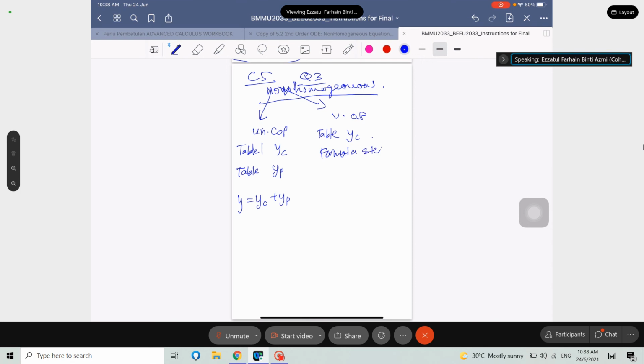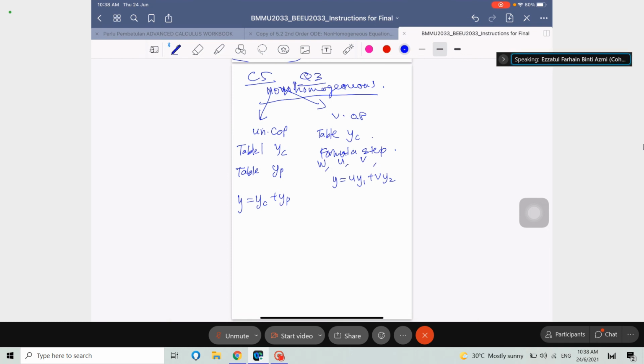Okay, in this one, with table 1 you find YC, and you need the formula step. Y equals U Y1 plus V Y2. So you need to find U, you need to find the Wronskian, you need to find V. If you remember, you need to find everything, the formulas you have, right?